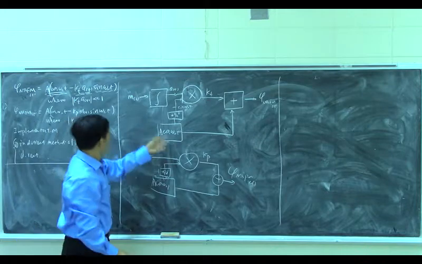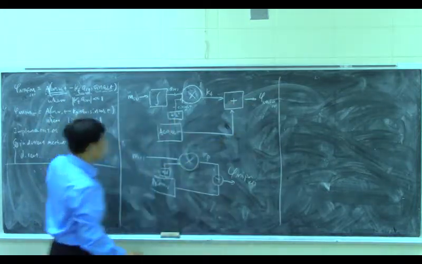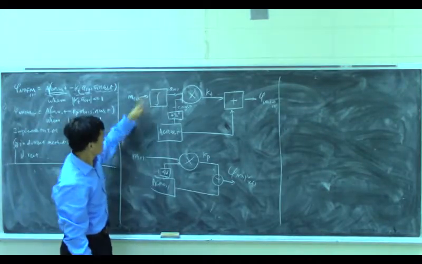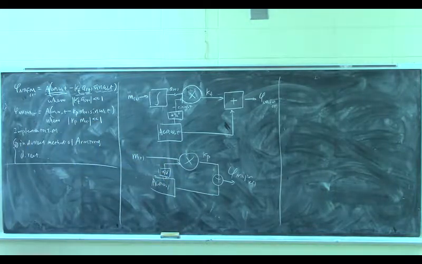Then add this A cosine omega ct. These two terms add up together to give us this one. Compared to this, this one is even simpler. We don't need this integrator. So directly m(t), and all the others are copied. Okay? Questions on this?